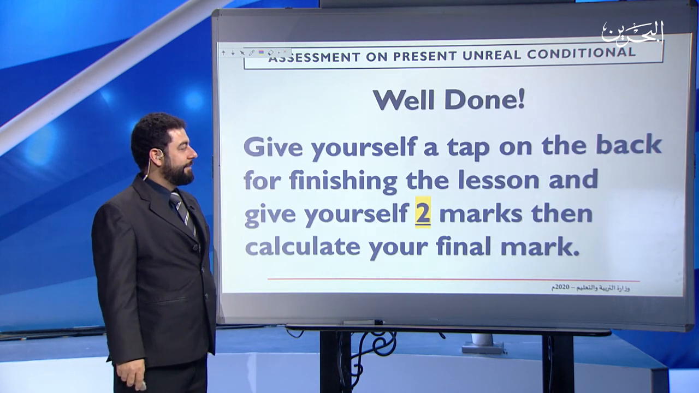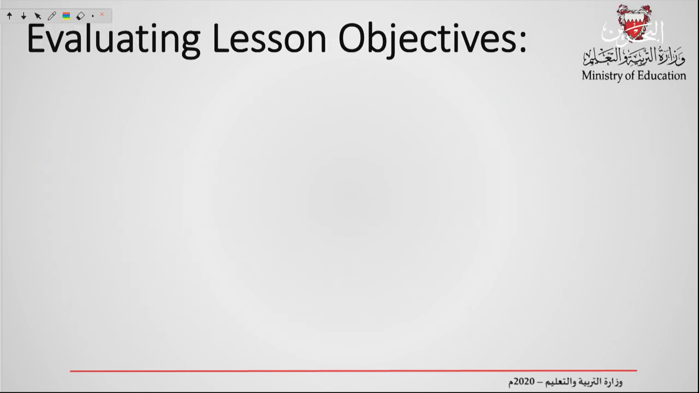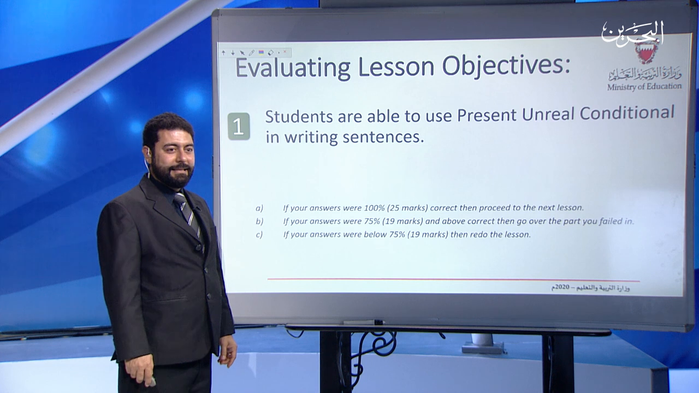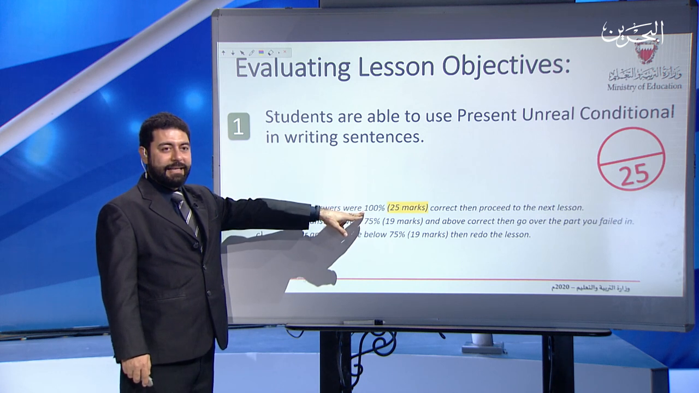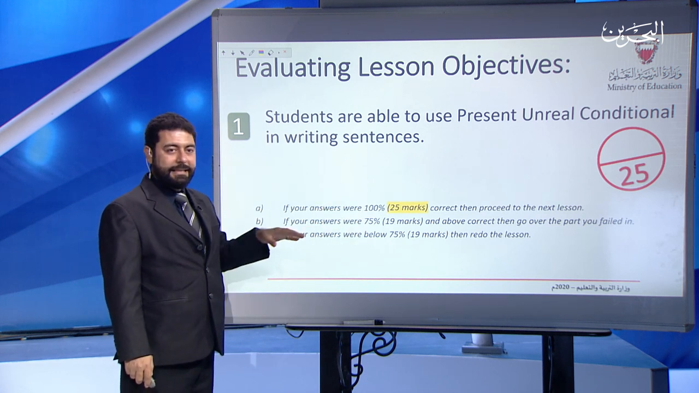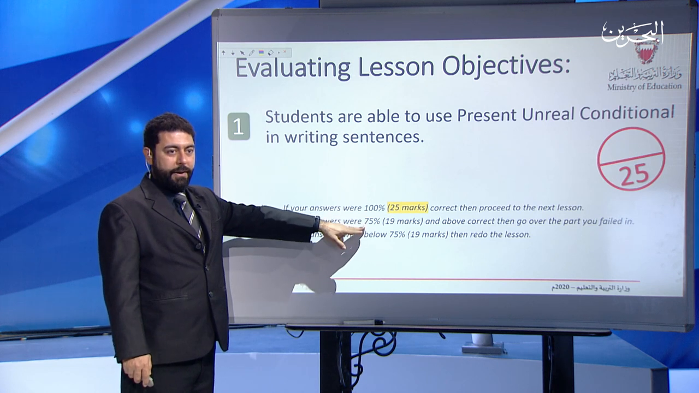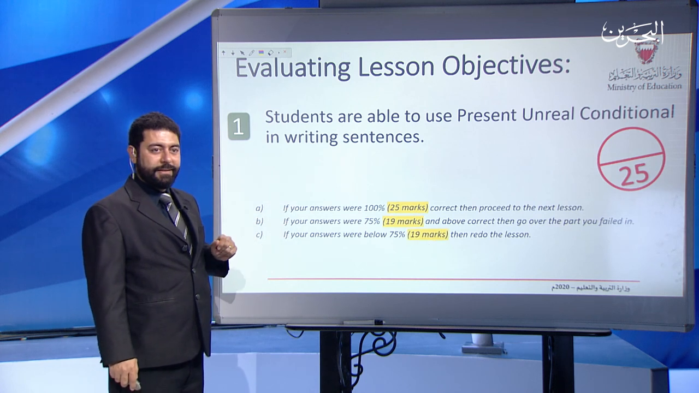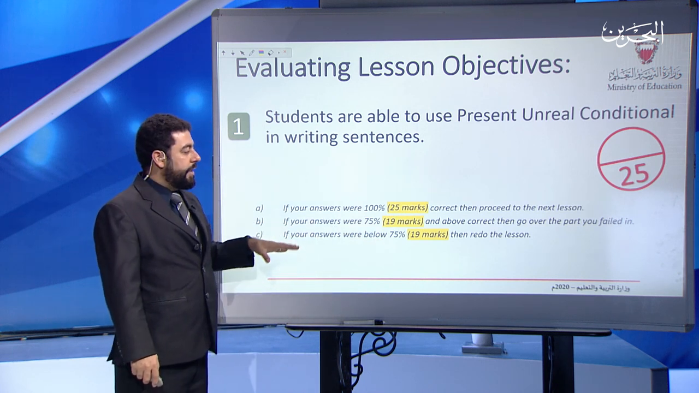All right, well done. Give yourself a tap on the back for finishing the lesson and give yourself 2 marks. And then calculate your final mark. All right. Now, you are able to use the present and real conditional in writing sentences. And you have a mark of 25. If you have finished with 100% correct answers, that means 25 marks exactly, then you can proceed to the next lesson. If you have 75% or above, that means 19 marks and above, you can go over the part that you failed in and redo it. If you have 75% or lower, that means 19 marks or below, then redo the whole lesson.